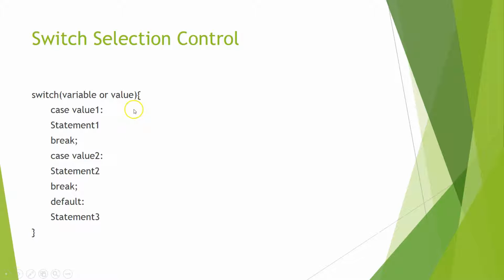Okay, what if this case doesn't meet this value? It will go to the second case, value 2, and then evaluate whether this variable or value equals this value or not. As we know, if yes, it will execute all the statements until it gets a break statement, so it will go out. What if all the cases are not meeting the required values? Then the statements after the default keyword are executed.